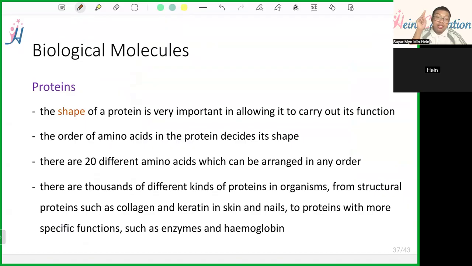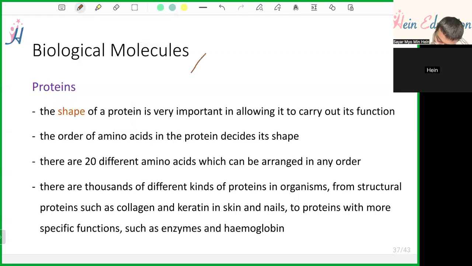And there are 20 different amino acids which can be arranged into many different forms, right? It's like we are arranging different orders of 20 different amino acids, and due to this different arrangement, it can produce different kinds of proteins in the organisms, forming structural proteins such as collagens and keratins in the skin and nails, and also proteins with more specific functions such as enzymes and hemoglobin.